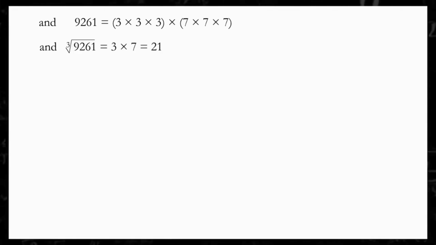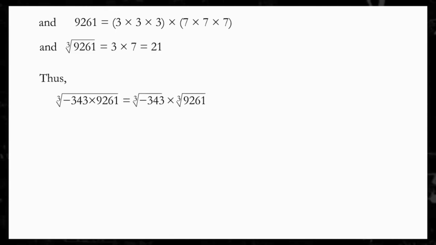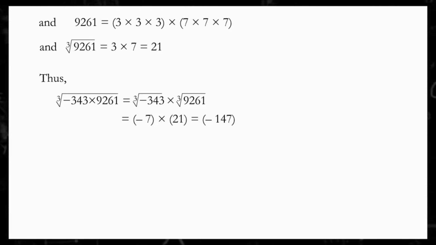And 9261 is equal to 3 into 3 into 3 into 7 into 7 into 7. And cube root of 9261 is equal to 3 into 7, which is equal to 21. Thus, cube root of minus 343 into 9261 is equal to cube root of minus 343 into cube root of 9261, which is equal to minus 7 into 21, which is equal to minus 147.